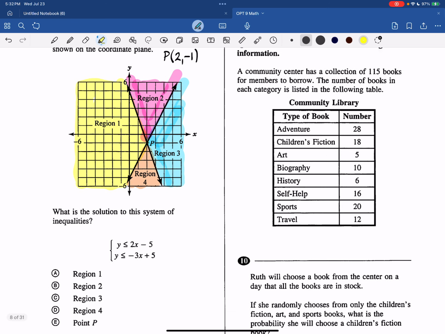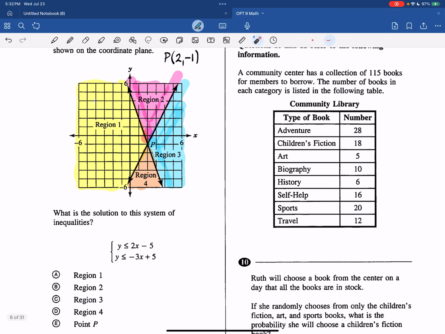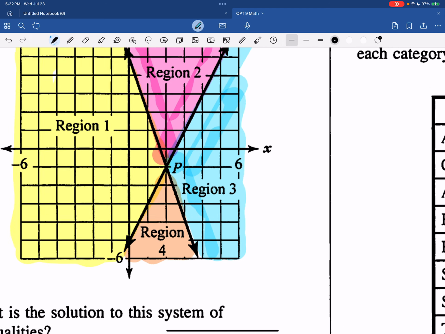What is the solution to this system of inequalities? They're not equations. So we want to know which of those regions holds the solution set for this system. And I need to pick some points in each of these regions to test my inequalities. So let's take a look here.